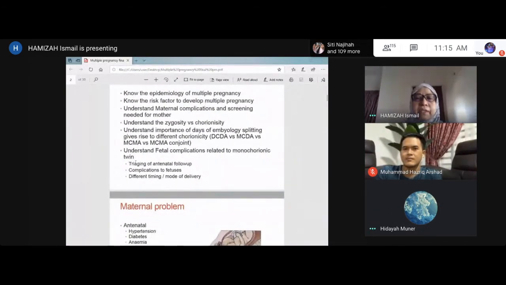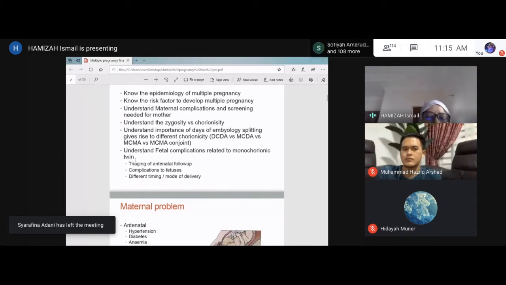And then understand fetal complications related to monochorionic twins. So in the first trimester we must identify which one is dichorionic and which one is monochorionic, because you're going to triage the antenatal follow-up. For DCDA, it can be similar to the singleton, but for MCDA or monochorionic, it is every 2 weeks after 16 weeks. Why after 16 weeks? Because at 16 weeks we can do laser, to give treatment. TTTS can occur before 16 weeks, but as you mentioned earlier, first trimester death usually doesn't cause much problem to the surviving twin.